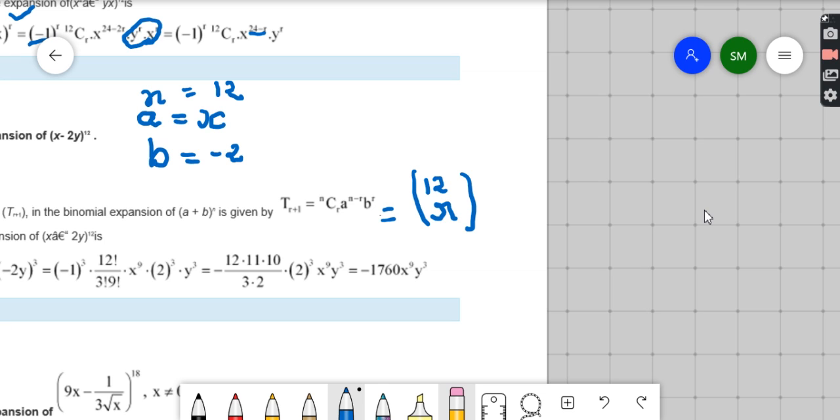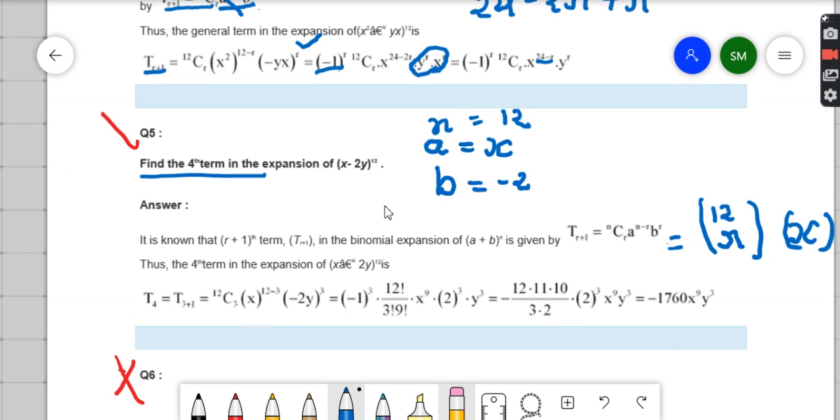Alright, then a raised to n minus r. So the value of a is x, raised to n, that is 12 minus r. Then b raised to r, that I don't know just now. Now I want to find out the fourth term. Fourth term means I want to find out T4. Fourth term is T4. So T4 I can express in this format.